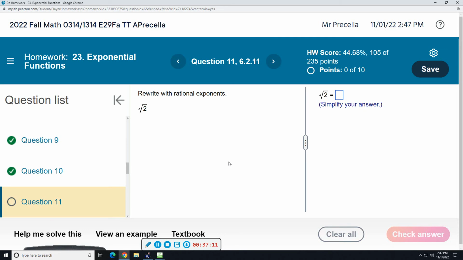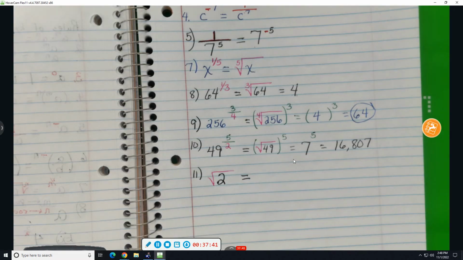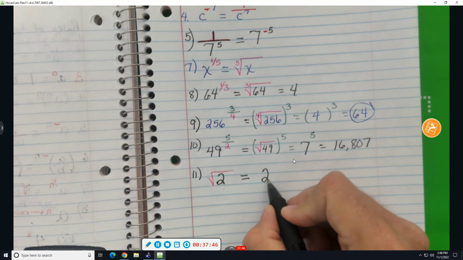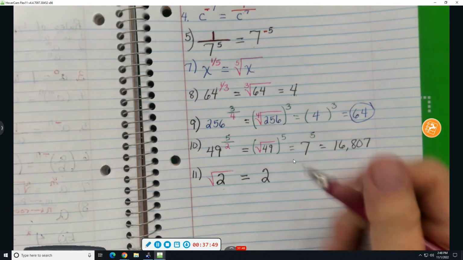Who wants to know the square root of 2? I don't think you can rationalize that. Or would it be technically 2 to the half power? That's what it wants you to do. Rewrite this with rational exponents. Remember, rational is just another word for fractional. So it's 2 to the 1/2 power. So the square root of 2 equals 2 to the half power.